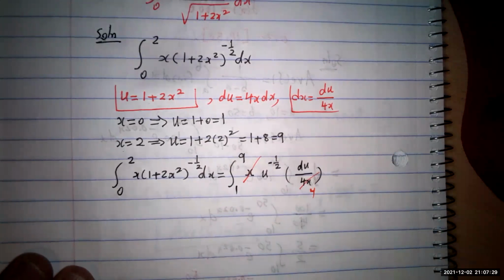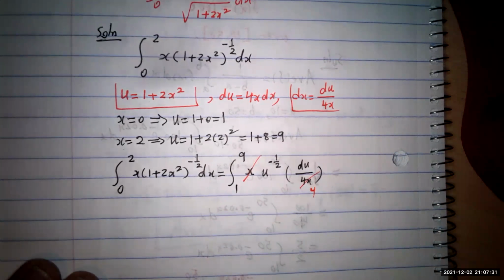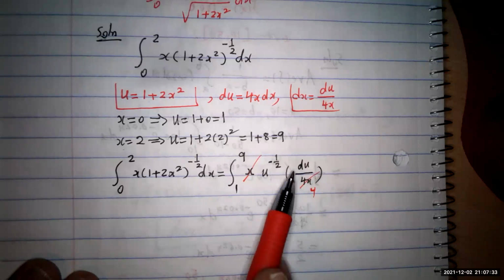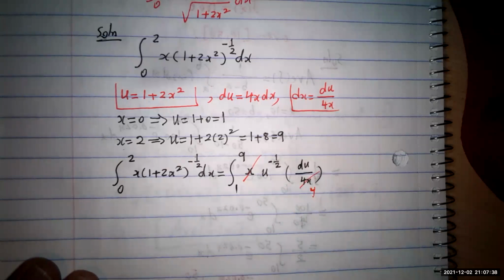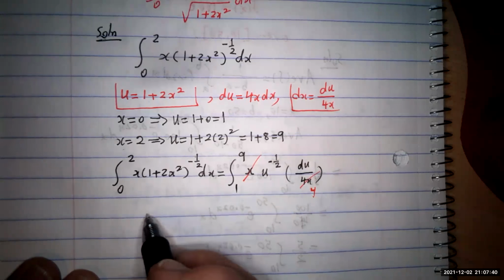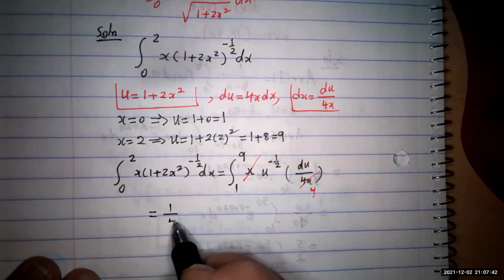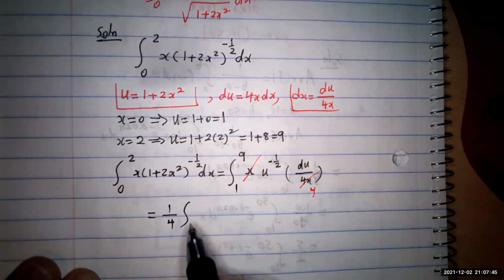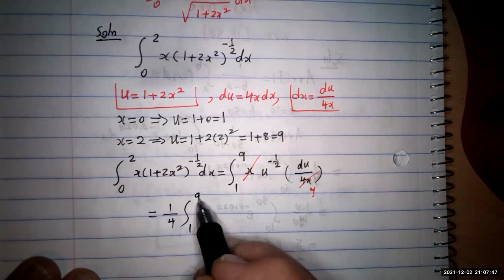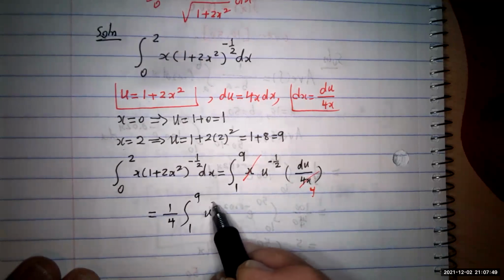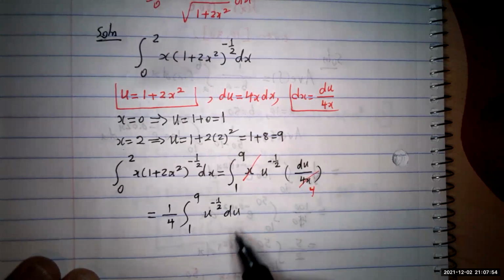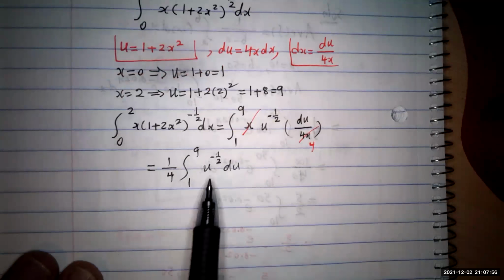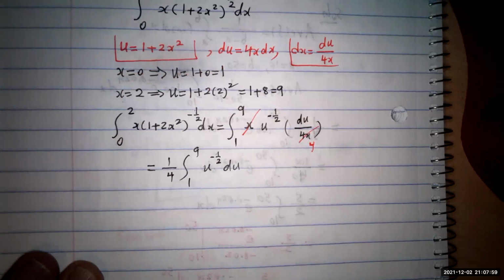So that leaves the 4, so the leftover is a quarter. A quarter, you put it out. So it's going to be equal to a quarter times the integral from 1 to 9 of u to the negative half du. Now it's easy to integrate u to the negative half. We add 1 and we divide.